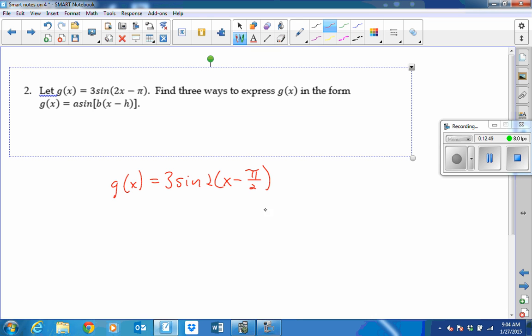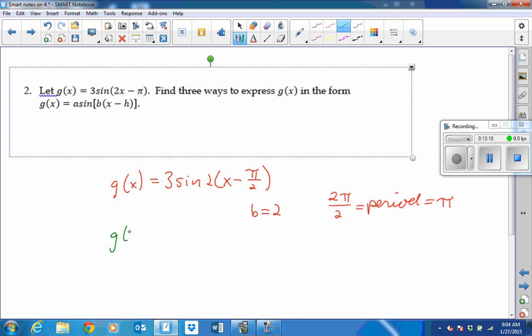So what we know is that b is equal to 2. And because our period is 2 pi divided by b, our period is actually pi for this. So this sine function is going to be repeating every pi. So now let's look at the other 2 ways that we can write this function.